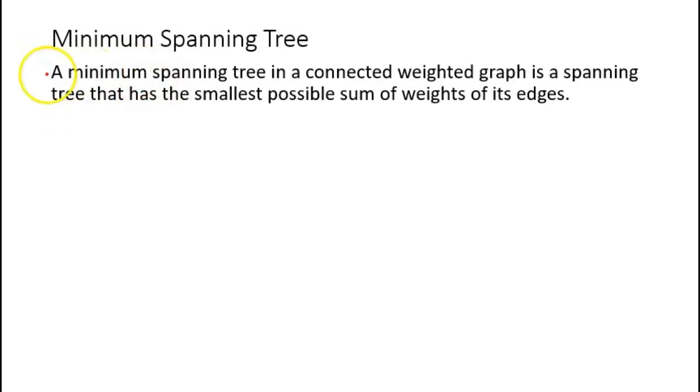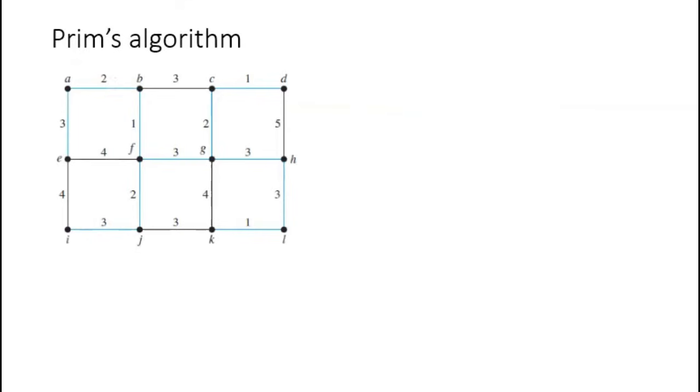Welcome everyone. In this video, I am going to talk about two algorithms related to finding the minimum spanning tree of a weighted graph. What is a minimum spanning tree? A minimum spanning tree in a connected weighted graph is a spanning tree that has the smallest possible sum of weights of its edges. To understand this, first we will focus on Prim's algorithm.